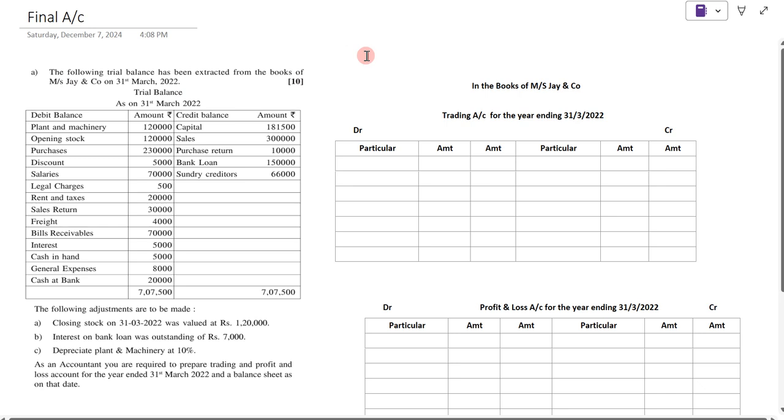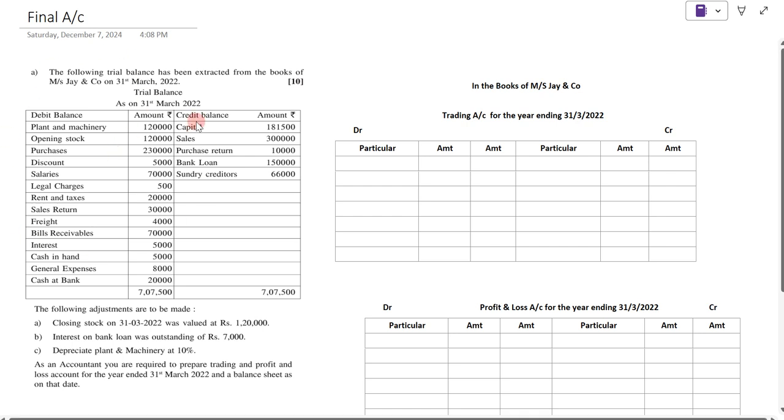I am Namita Mane. In today's lecture, we are going to solve one example of final account of proprietor concern. This example will be helpful for the students who are studying in 11th, 12th. It can also be helpful for first year MBA students for the subject of managerial accounting and so on. So let's solve this example.